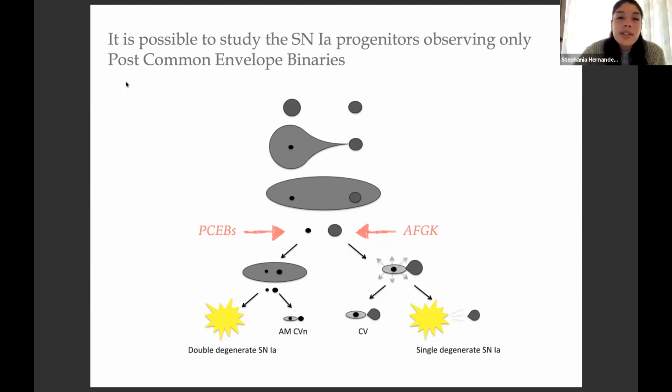For this survey, we selected only post-common envelope binaries with AFGK type secondary stars. White dwarf binaries with AFGK secondaries can simultaneously sample a huge range of different evolutionary channels, including the supernova Ia through the single or the double degenerate channel. The evolutionary pathway will mainly depend on the orbital period of the system.